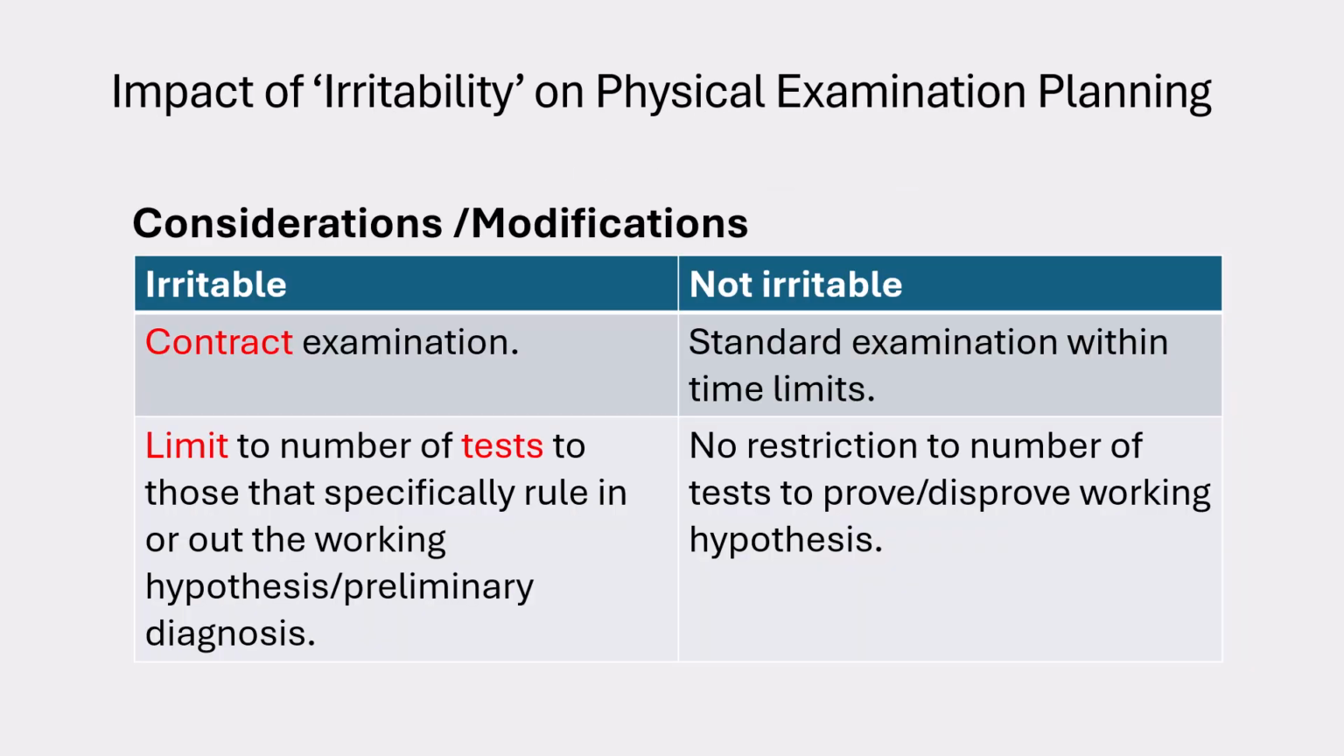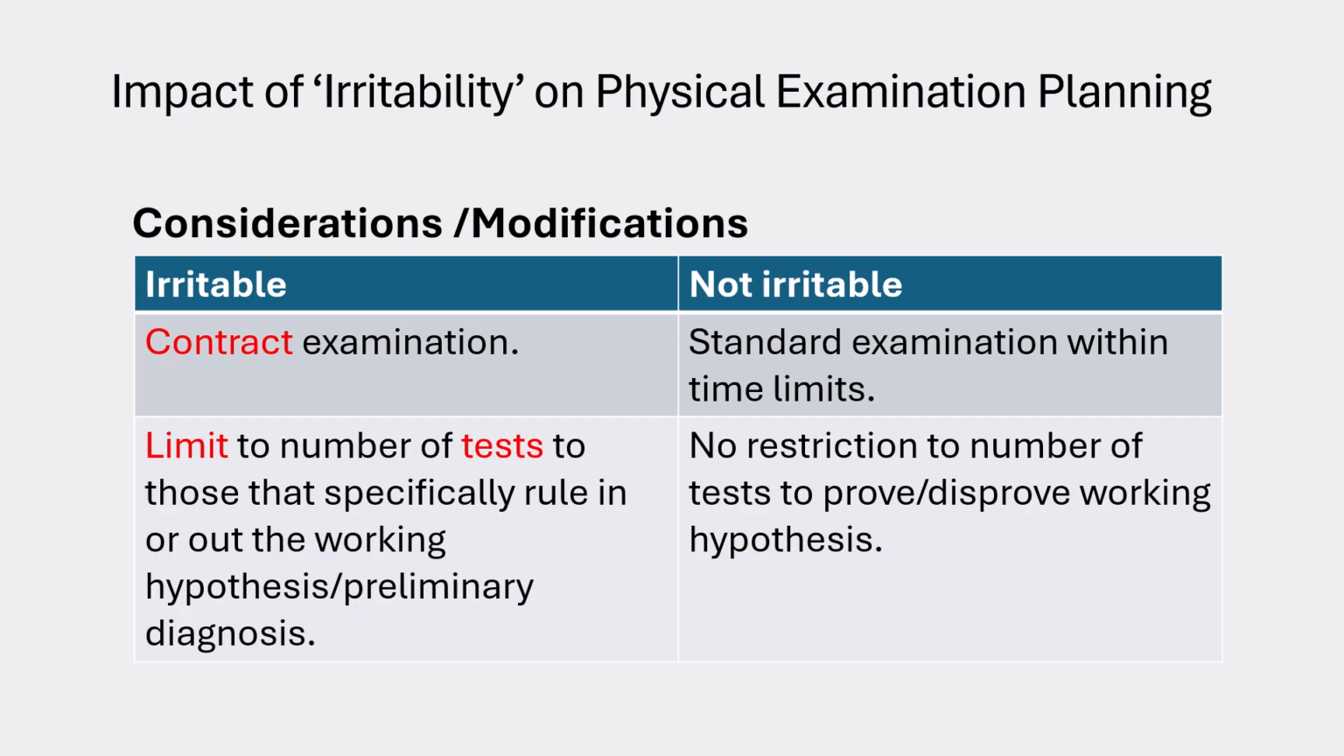For the patient, we have determined that the condition is irritable. Therefore, we'll need to modify our treatment to prevent unnecessarily aggravating the patient's condition. For our case study, we'll need to contract or shrink our physical examination by limiting the number of tests we perform to rule in or rule out our preliminary diagnosis. This is again an efficient approach to physical examination and can sometimes test the clinician's skills in planning and testing.